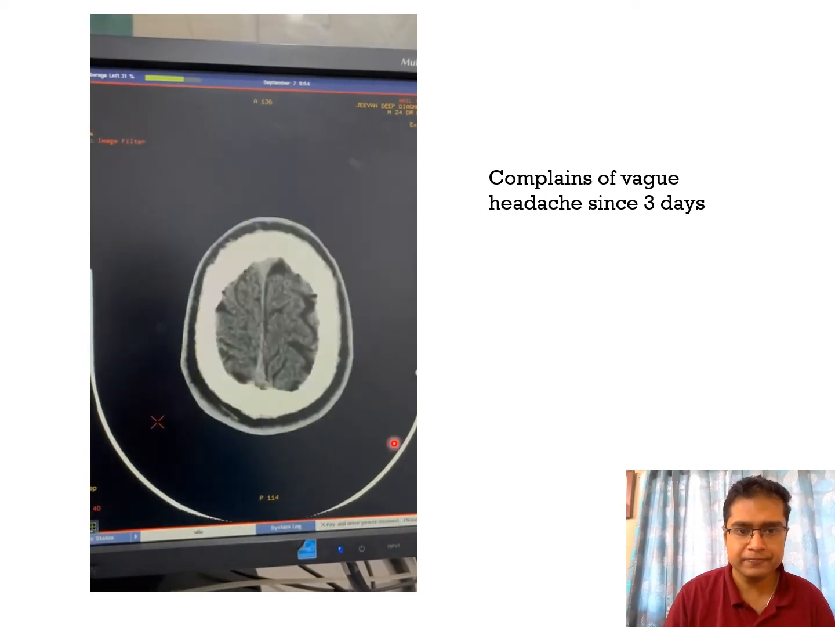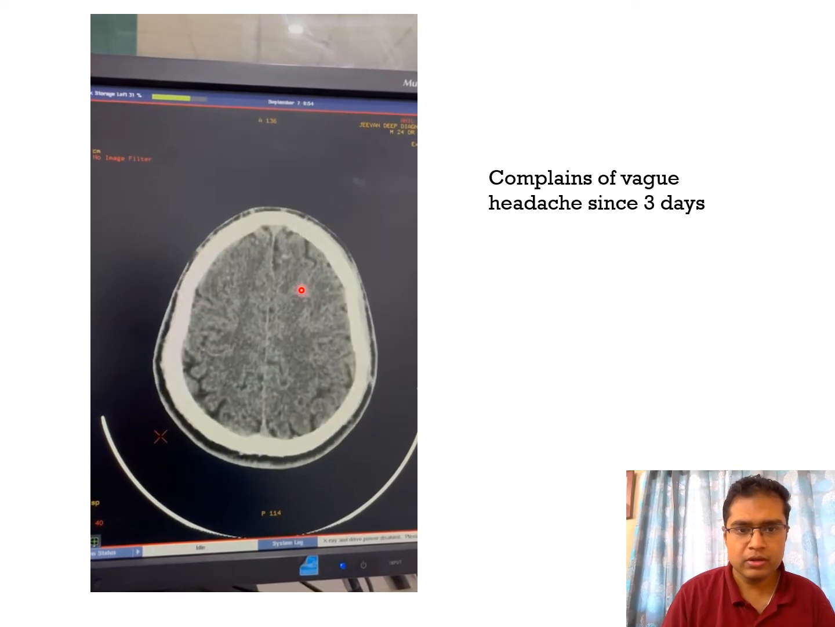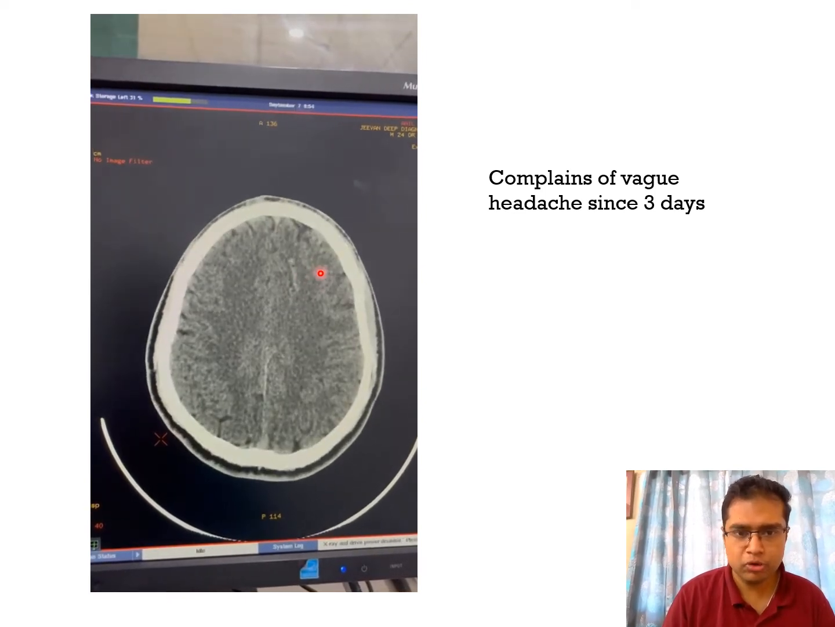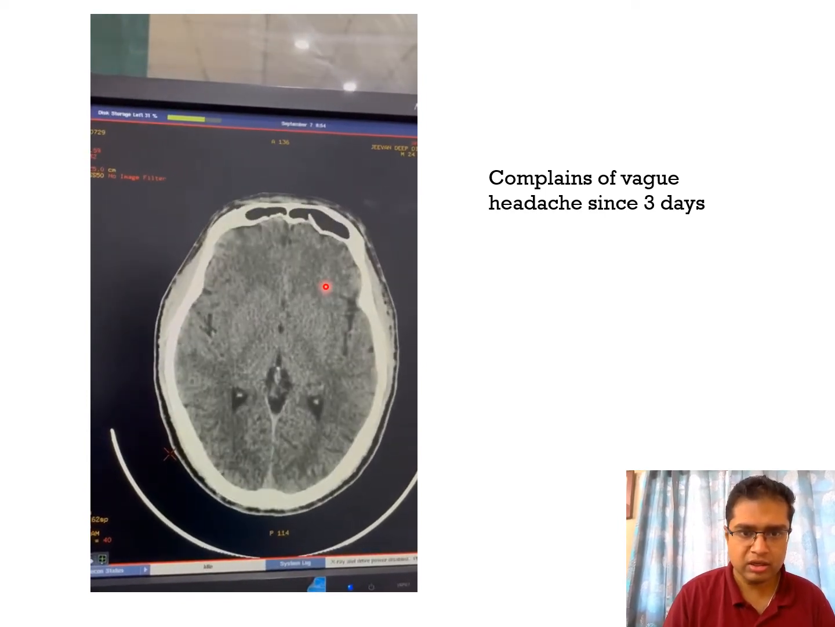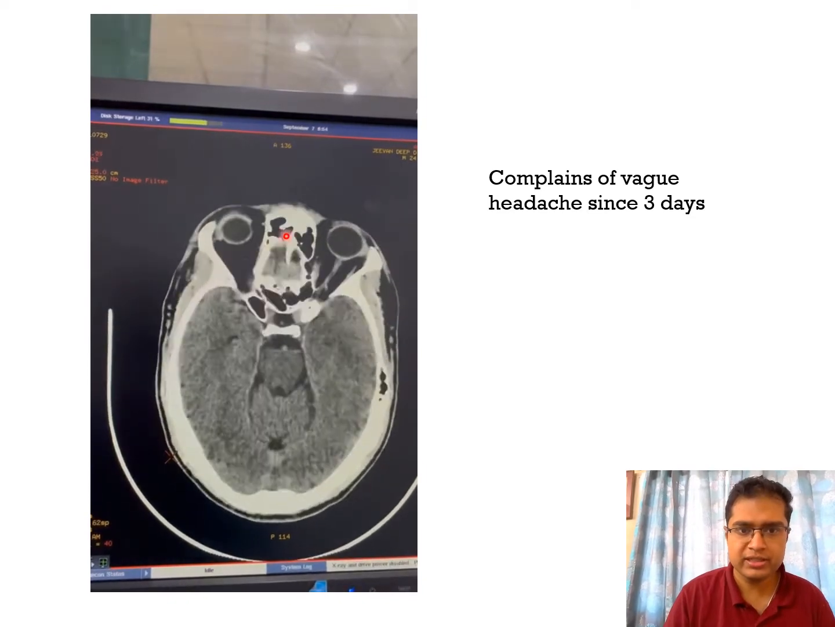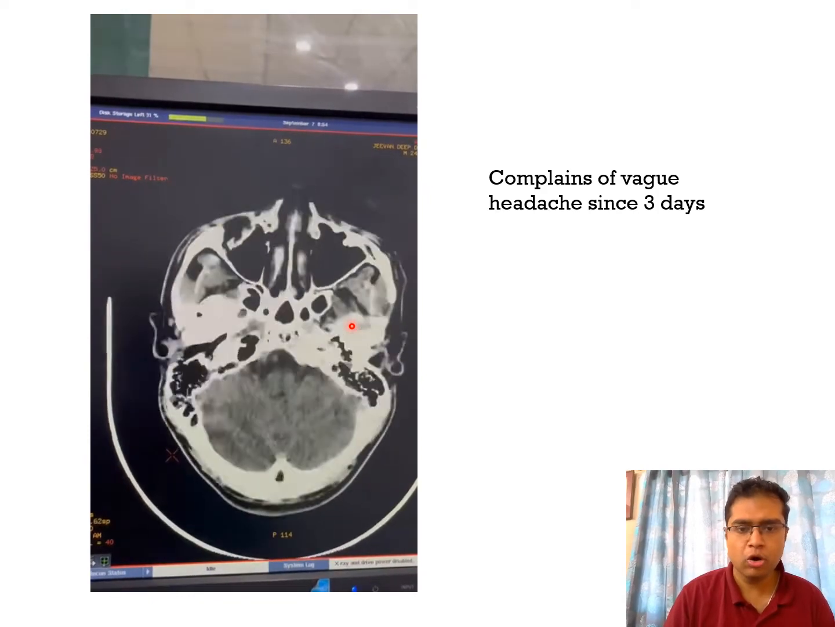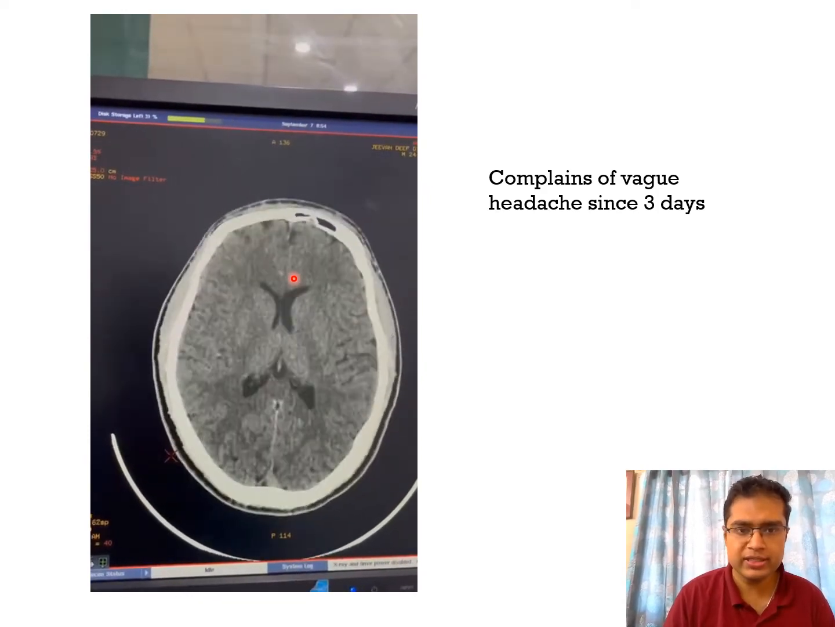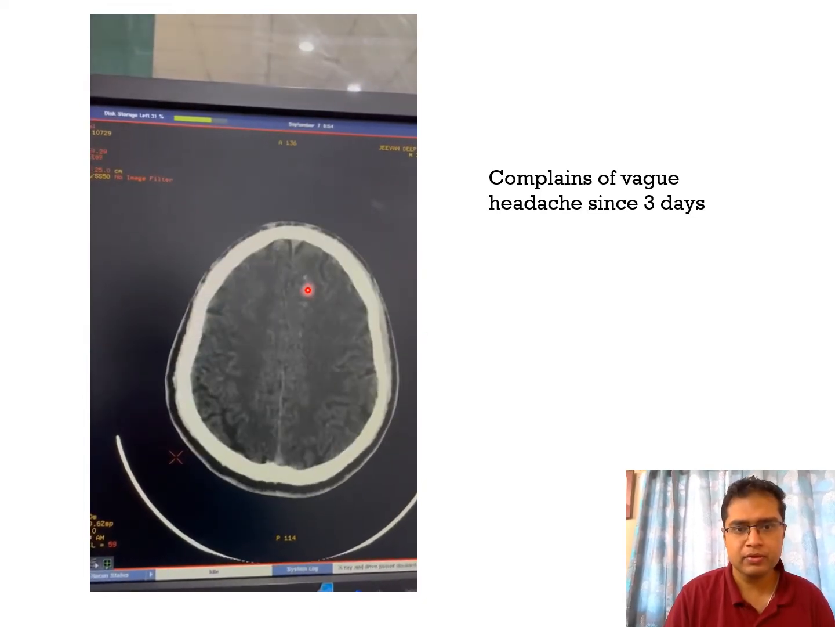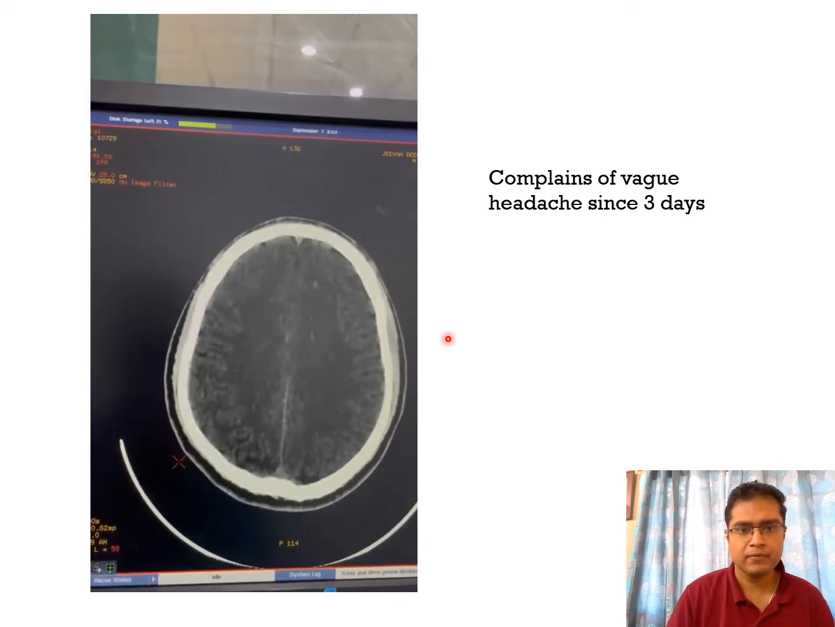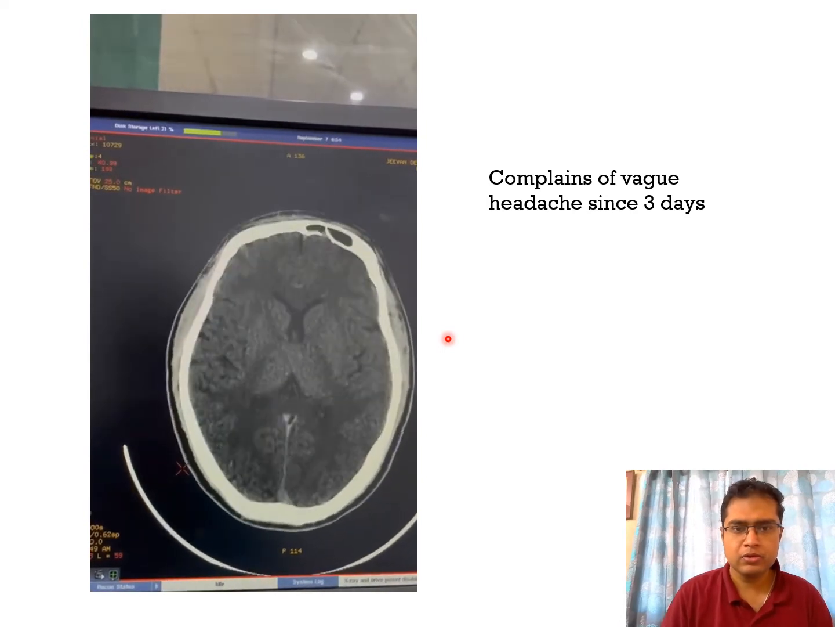This is the axial section. Here we can see that there are some prominent veins which are seen draining into the superior sagittal sinus. Some prominent cortical veins in the frontal region draining into the superior sagittal sinus are seen here. So it's actually a spotter.